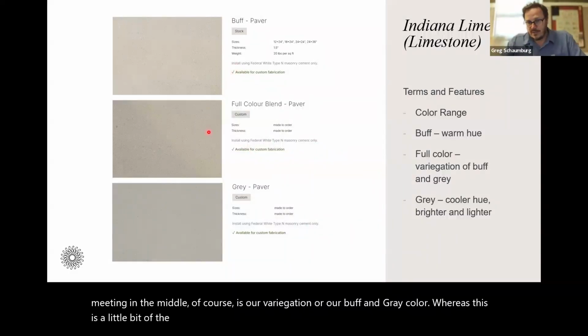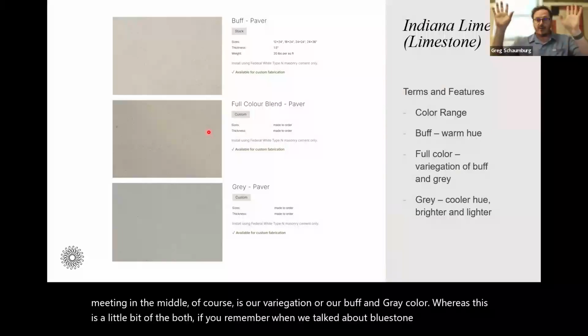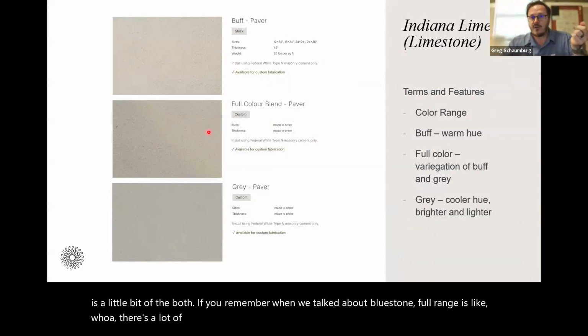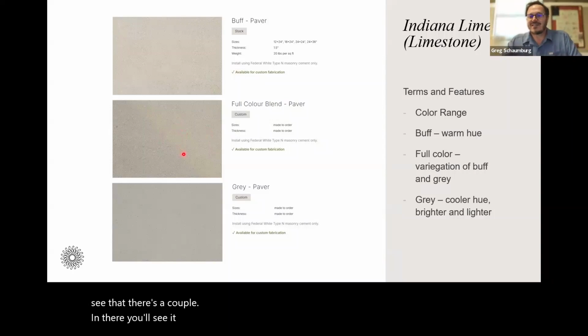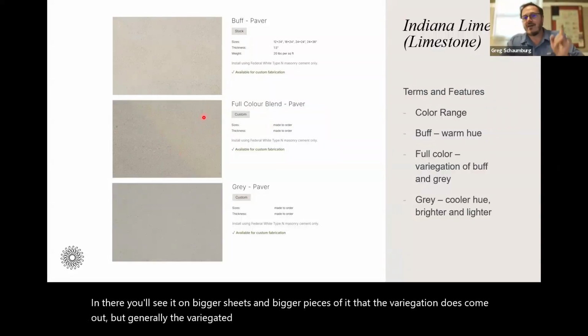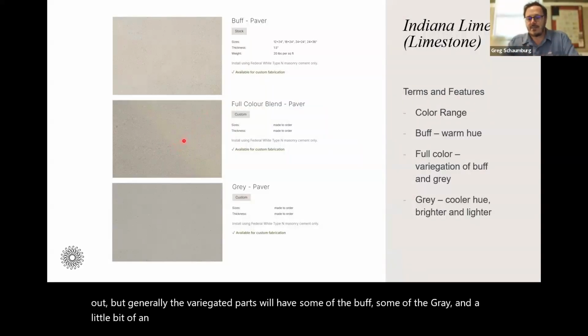If you remember when we talked about bluestone, full range is like, whoa, there's a lot of color in it. When you look at full color here, it's like, I guess I can see that there's a couple colors in there. You'll see it on bigger sheets and bigger pieces of it that the variegation does come out. But generally, the variegated parts will have some of the buff, some of the gray, and a little bit of an introductory, like a blending color between the two.